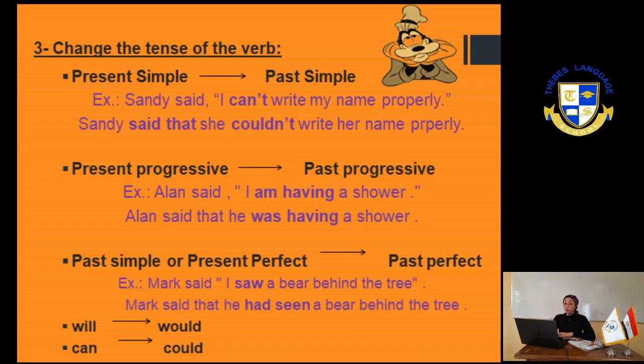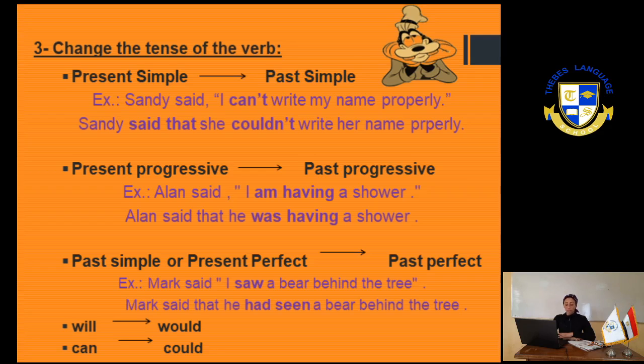If I wanted to turn this into the past, what am I going to say? If I wanted to turn this into reported, indirect speech, something that I'm saying about her, what am I going to say? Let's see. Sandy said that she couldn't write her name properly. So what did we do? We changed the tense from the present simple into the past simple.